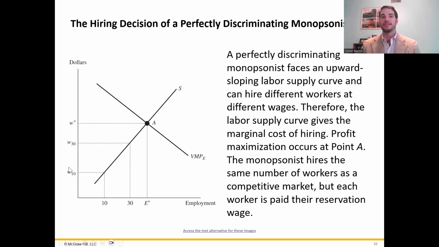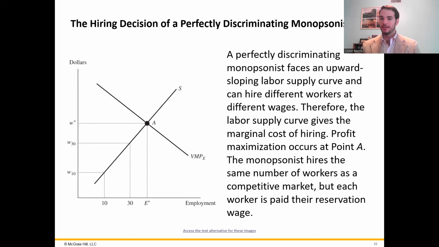And that's what they will pay the 10th worker. The 9th worker will be down here, the 8th a little bit lower, the 7th a little lower than that. Now let's say they want to increase output and hire 30 workers. They're going to have to keep increasing wages for each worker they hire. The 11th will be up here, the 12th here, the 20th here, the 25th here, all the way up to the 30th worker will be right here, a wage of 30. So they have to pay a higher wage for these additional workers, but each worker is getting an additional higher wage.